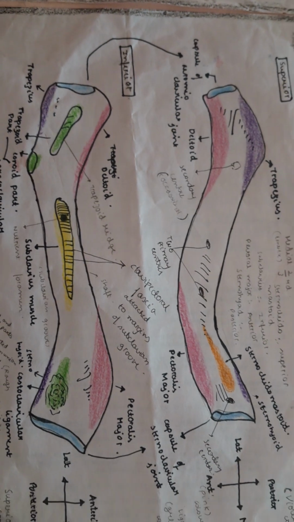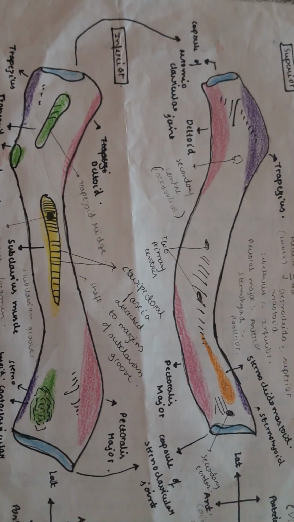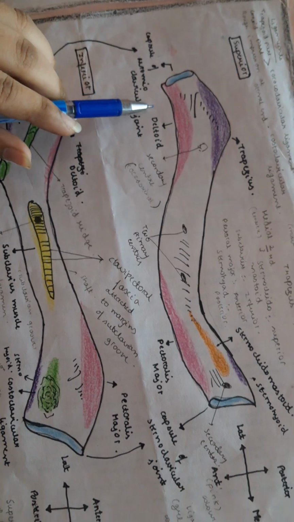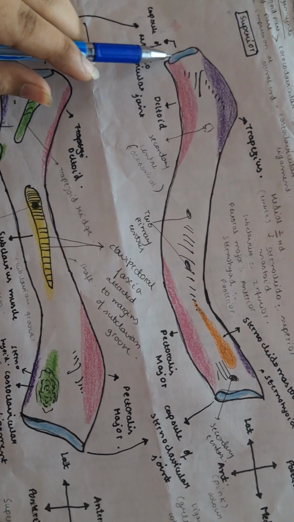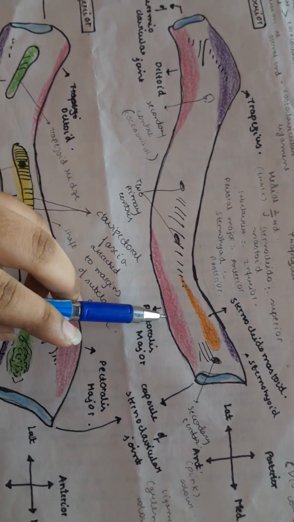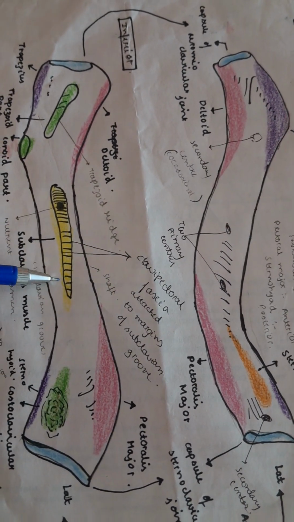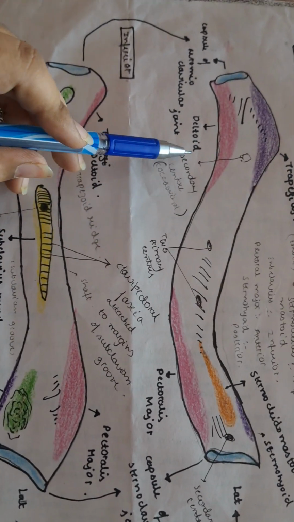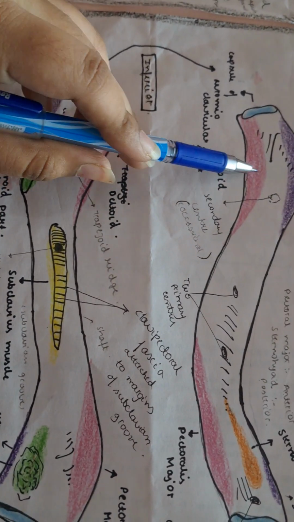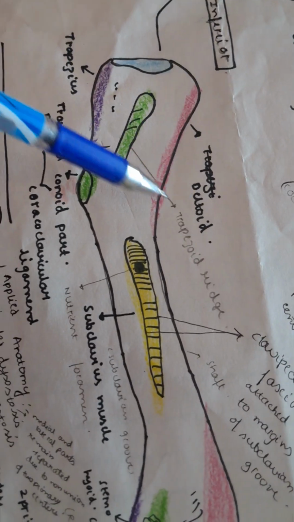Now let us see the clavicle through diagrams. And this is the sternal end, and this is the acromial end. This forms the acromioclavicular joint, and this forms the sternoclavicular joint. And this is the anterior border, this is the posterior border, this is the superior surface, and this is the inferior surface. The anterior border of lateral 1/3 and this is the posterior border of lateral 1/3. This is the superior surface. This is the inferior surface.